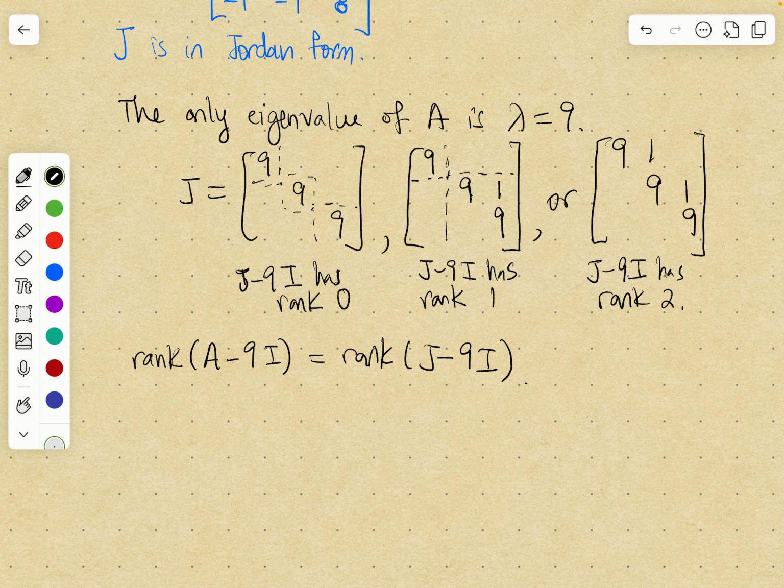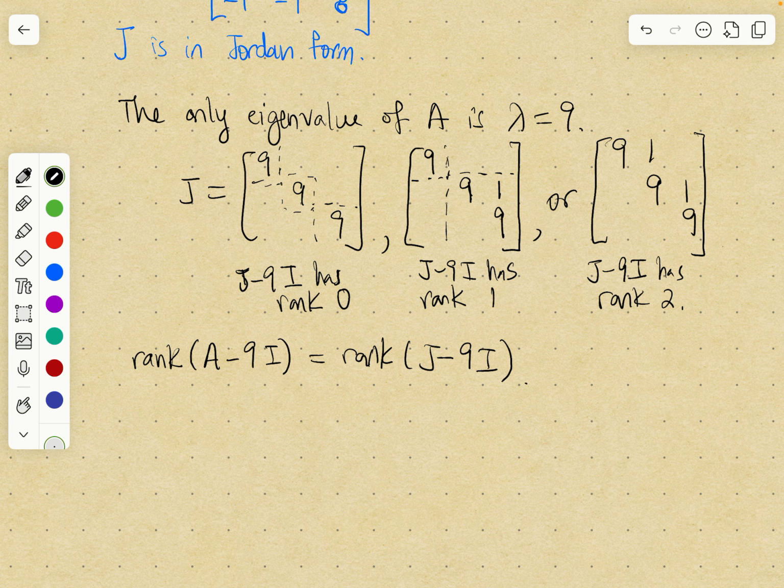Actually, let me try this again. Since A and J are similar, the fact is that similar matrices have the same rank. Now, A and J are similar, and that implies that A minus 9I is similar to J minus 9I. That's a relatively easy thing to show. And therefore, they have the same rank. And that's the explanation behind why this equation is true.